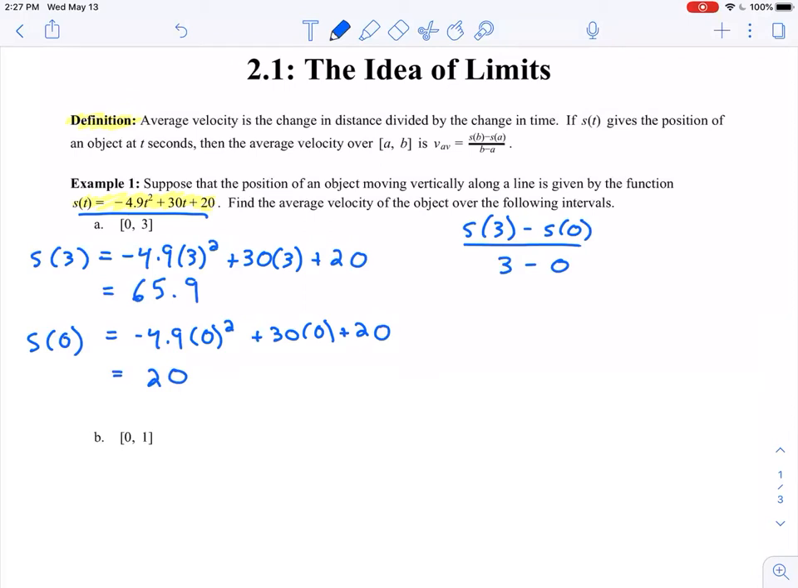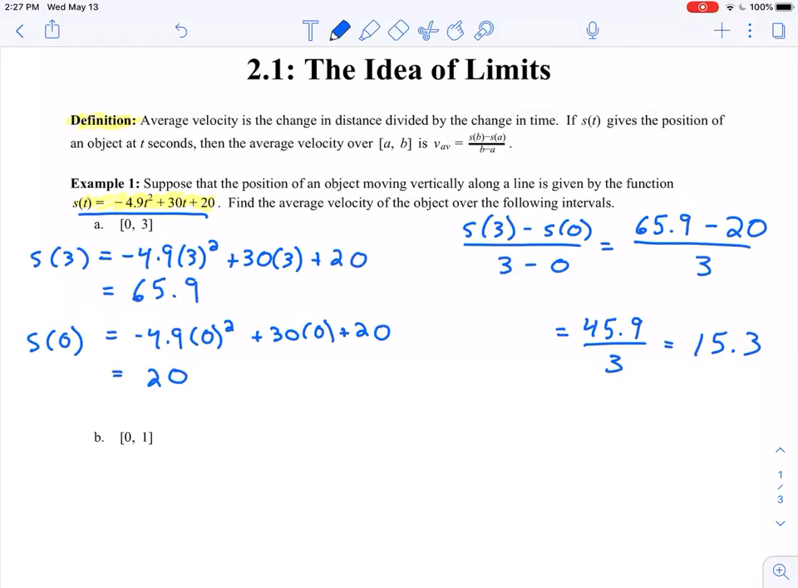Now we can take these two and plug them into our average velocity formula. S of 3, that's 65.9, minus s of 0, that's 20, divided by 3 minus 0, which is just 3. So I should end up with 45.9 divided by 3, which gives me 15.3. Is that right? Let me double check. I don't trust my arithmetic here.